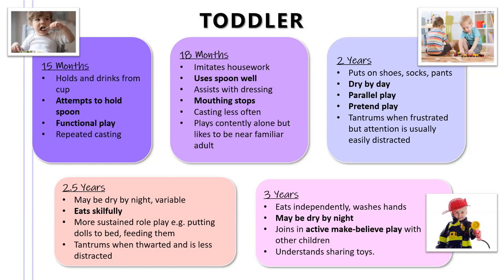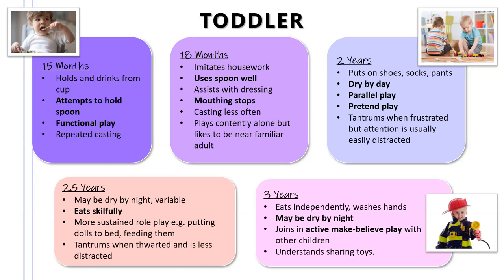And at this stage also, they have tantrums when they are frustrated, but the attention is usually easily distracted. So at 2 years old, the red flag is when they are playing with a toy but tend to drop or throw it rather than use it for its purpose. Because as I said before, at 18 months, usually the casting will be less often. But at 2 years, if they still tend to cast more, then that will be the red flag for 2 years old.